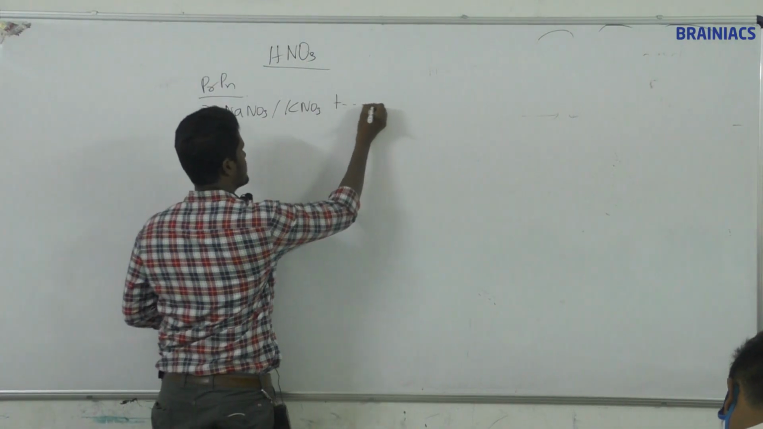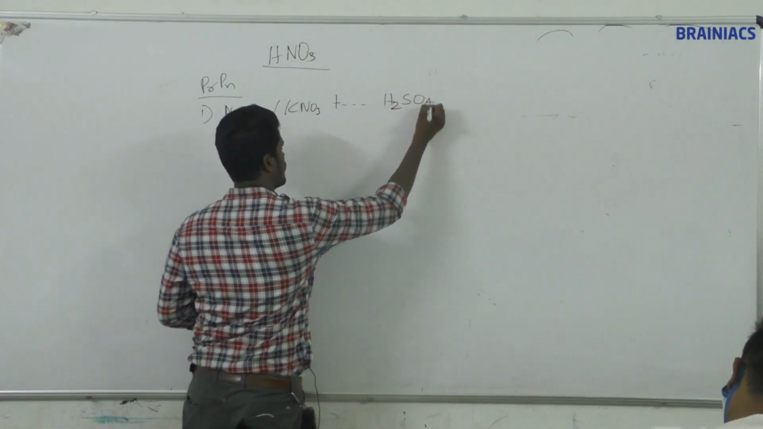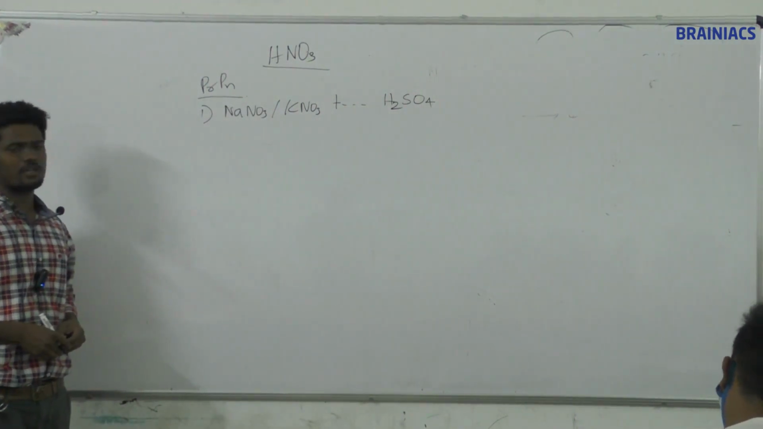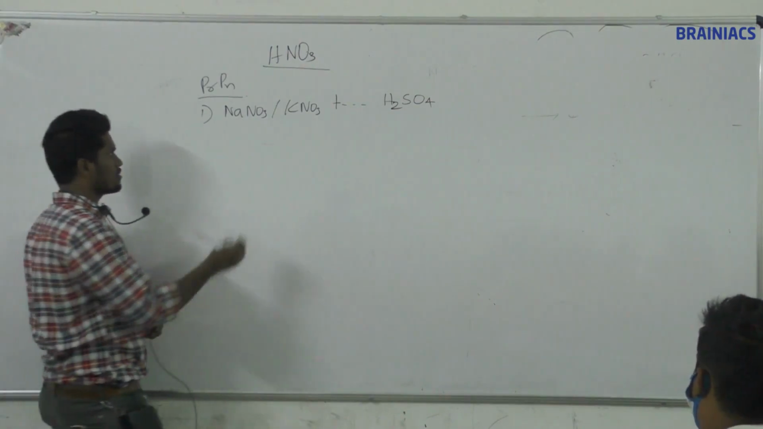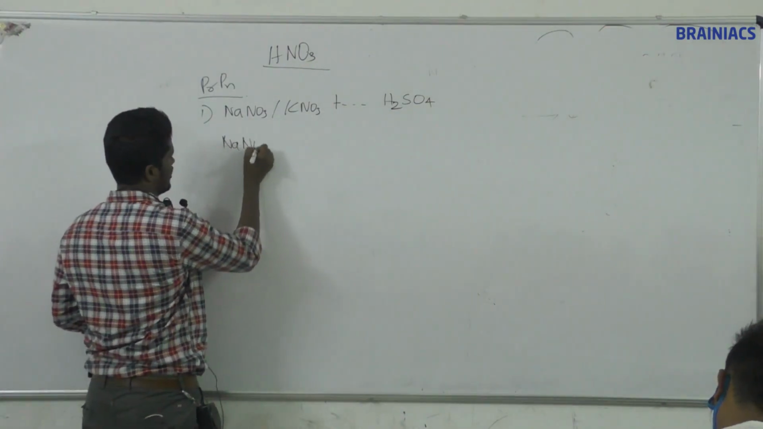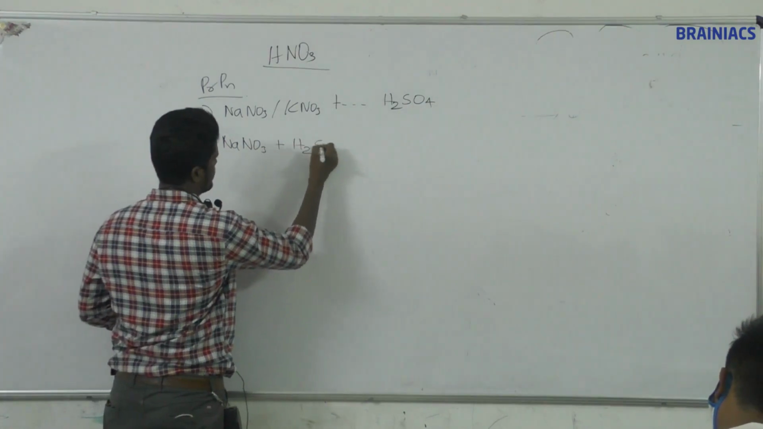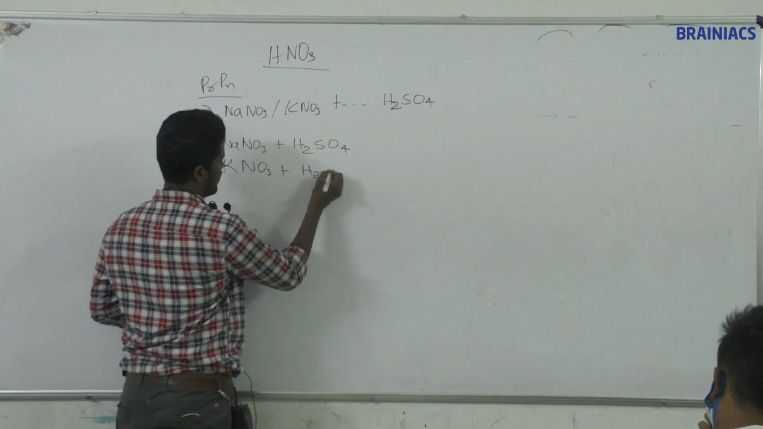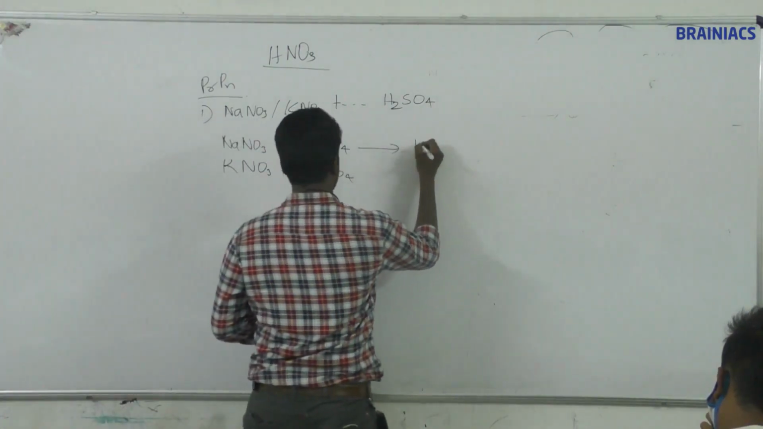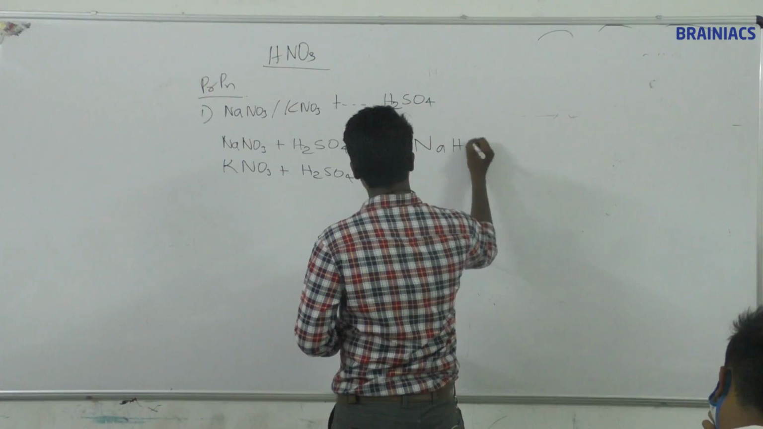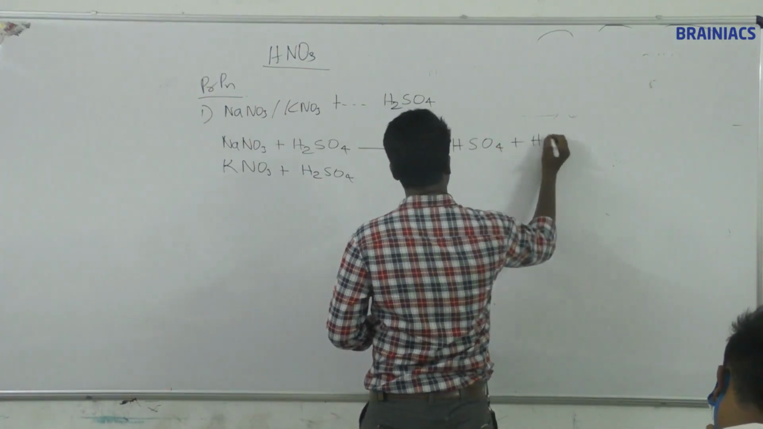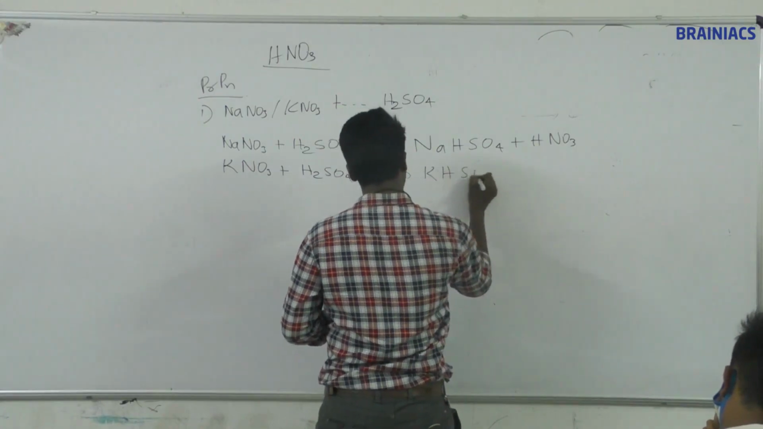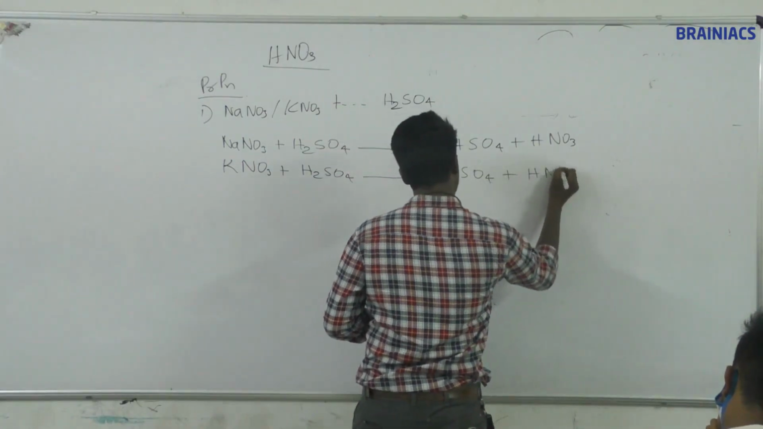KNO3 treated with H2SO4. Sodium nitrate or potassium nitrate is treated with H2SO4. So that is NaNO3 treated with H2SO4, KNO3 is treated with H2SO4. So it is NaHSO4 plus HNO3 and KHSO4 plus HNO3.